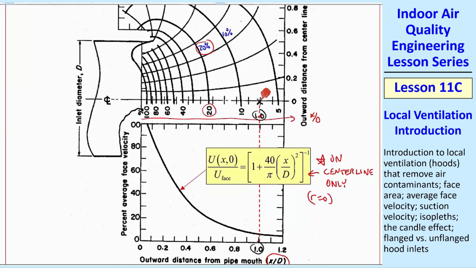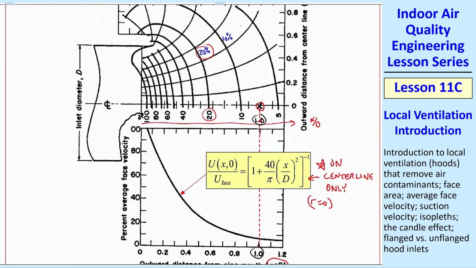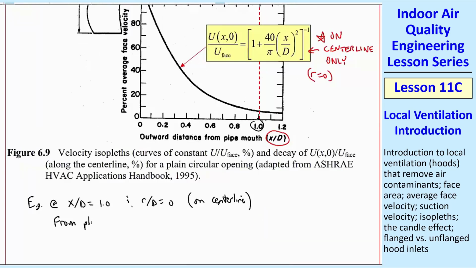So it's this point right here where we're reading off the plot. It's pretty much exactly between 5 and 10%, so I would call that 7.5%. So for our example, from the plot, U over U face is 7.5%.